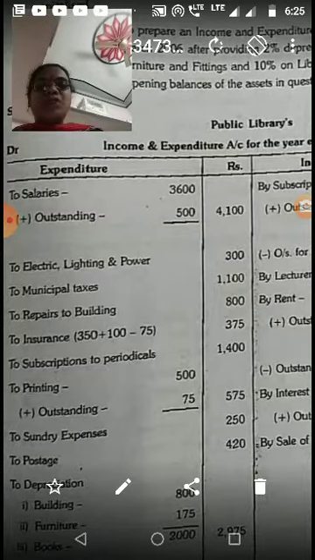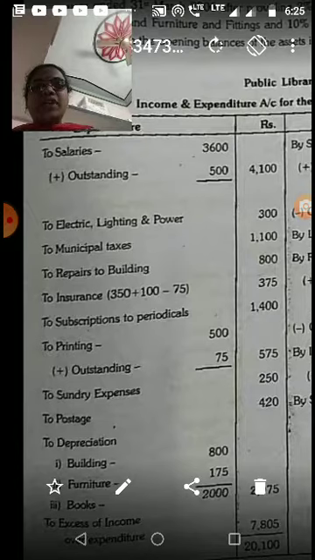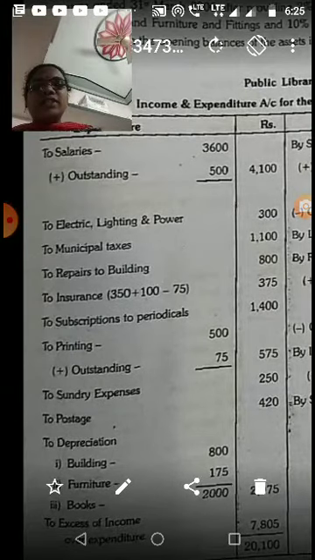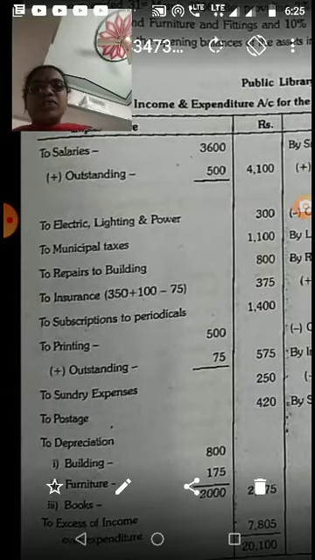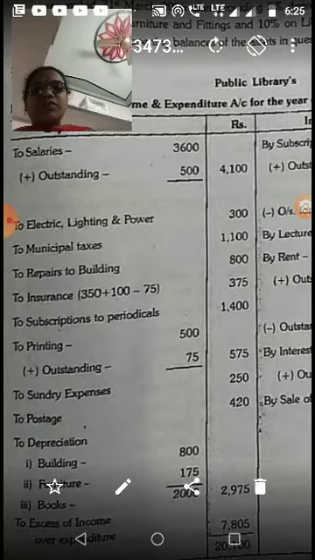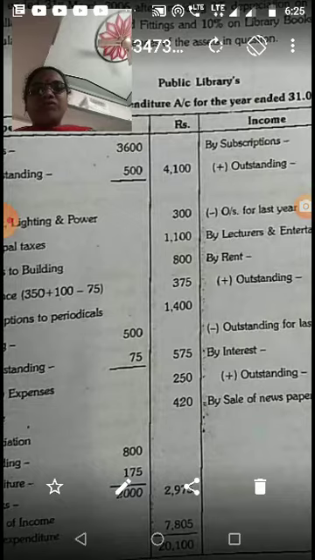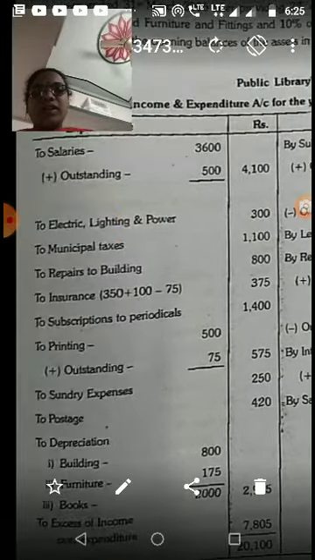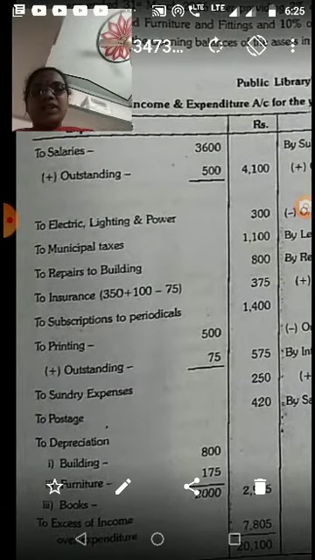To subscriptions to periodicals 1,400. Next here, printing is 500 add outstanding 75, that is 575. Now to sundry expenses 250, postage is 420, depreciation on building 800, depreciation on furniture 175, and books 2,000, 975. Here excess of income over expenditure, that is 7,805.